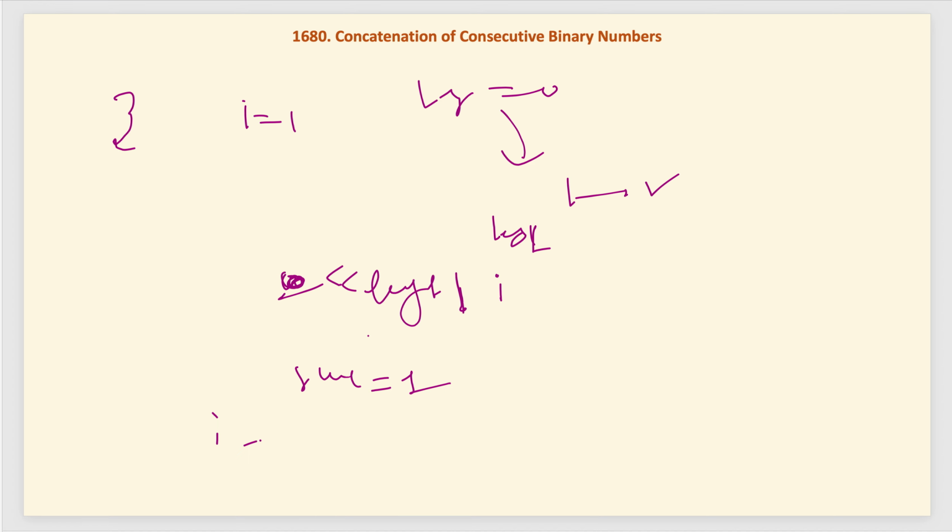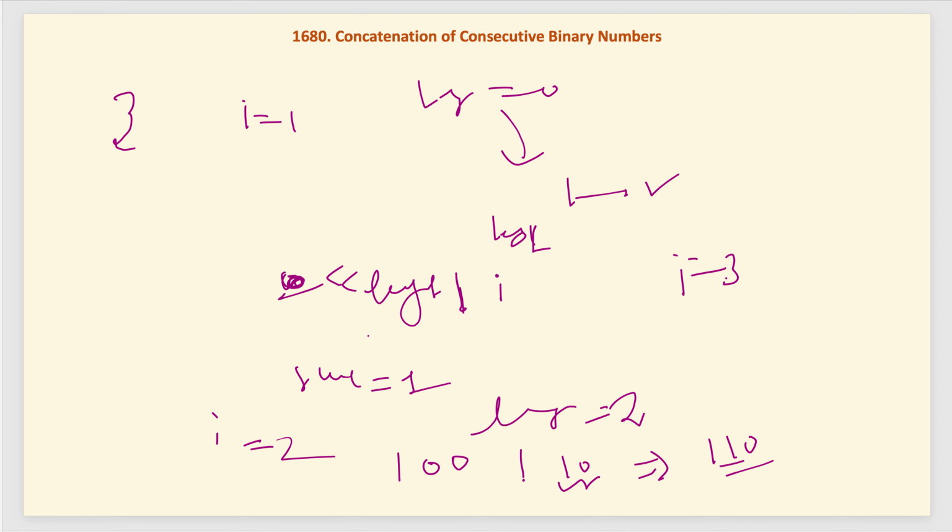Now when i is 2, length will become 2, because 2 is also a power of 2. So first we shift 1 left by 2, so this becomes 1 0 0. Now we do bitwise OR with 1 0, which is the binary representation of 2. So this will give us 1 1 0. Similarly, when i is 3, length is still 2, so we shift 1 1 0 left by 2, then bitwise OR with 1 1. So this becomes 1 1 0 1 1, which is the concatenated binary string, as I showed in the initial explanation. So hence we will get the answer.